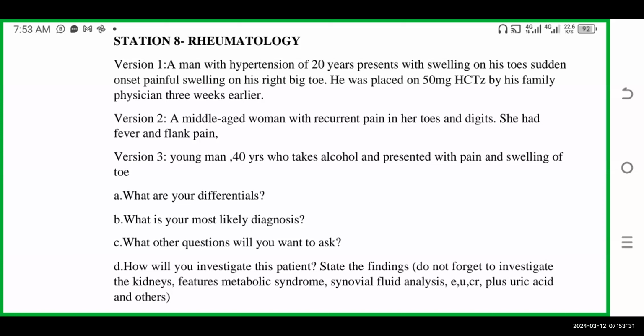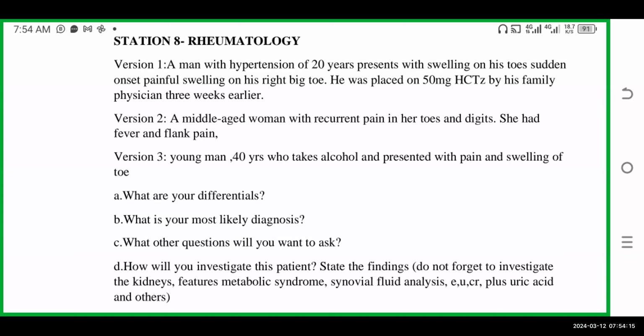But other possibilities, so what are the differentials for the ones with acute gout flare? It's a monoarticular presentation, we're told, right big toe. So the second differential will be the other crystal arthropathy, that's CPPD, calcium pyrophosphate. Then septic arthritis usually presents with a monoarticular affectation, but the toe is not the most common site. Then osteoarthritis as well, especially for this lady in version 2, we can have osteoarthritis of the hands and the digits. So those are my differentials.